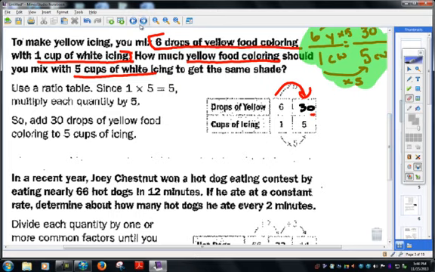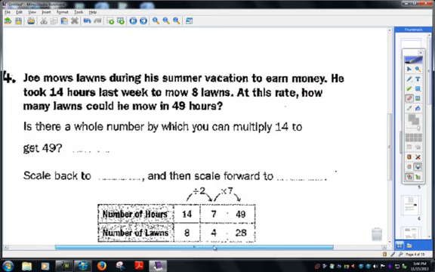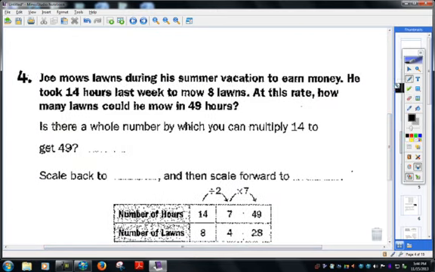Okay, let's go on to the next one, maybe the next page. Yep, let's go on to page 3. Okay, Joe mows lawns during his summer vacation to earn money. He took 14 hours last week to mow 8 lawns. And again, I'm trying to get you guys to realize that is your ratio right there. So if we were doing this with the proportions, we would already be starting to do this. 14 hours in 8 lawns.